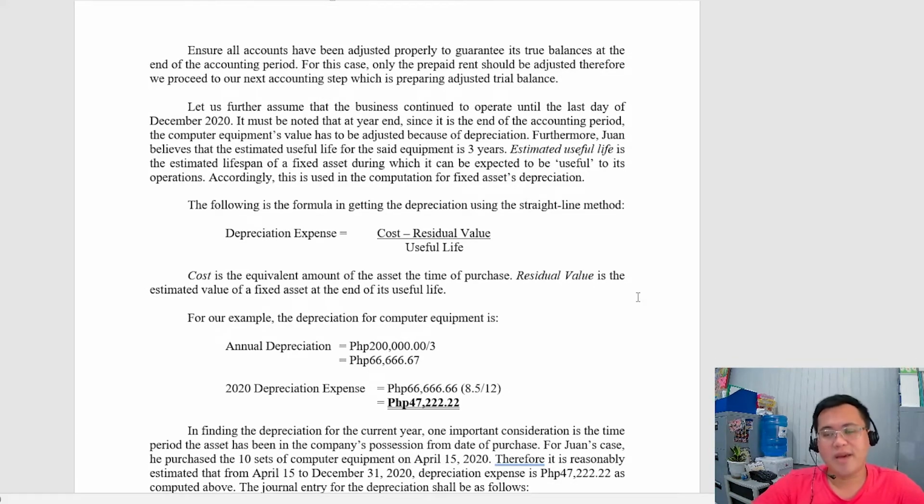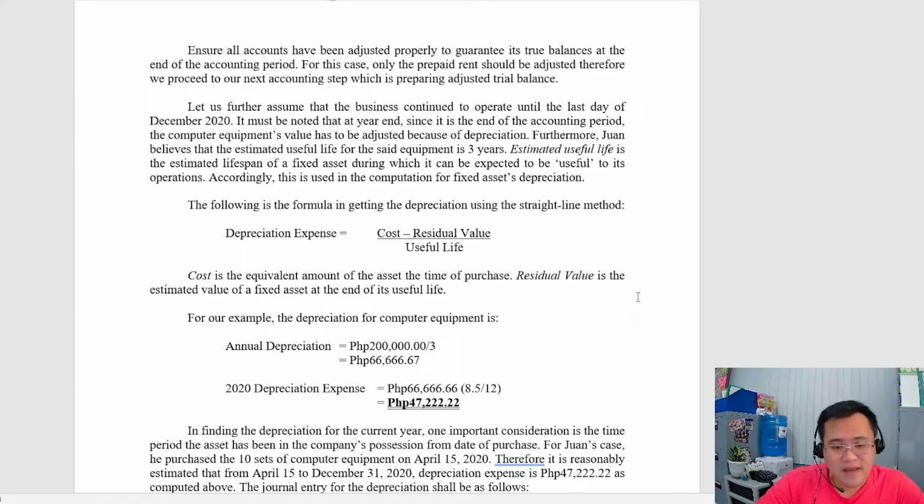The 1,000 peso actually is the salvage value. You will know more of that as you go along, or when you proceed to accounting in college or in the university already. But for now, the very essence or the very concept of this one is that at the end of year 3, the value should be 0 pesos already. Meaning to say, it has fully depreciated. Accordingly, this is used in the computation for fixed assets depreciation.